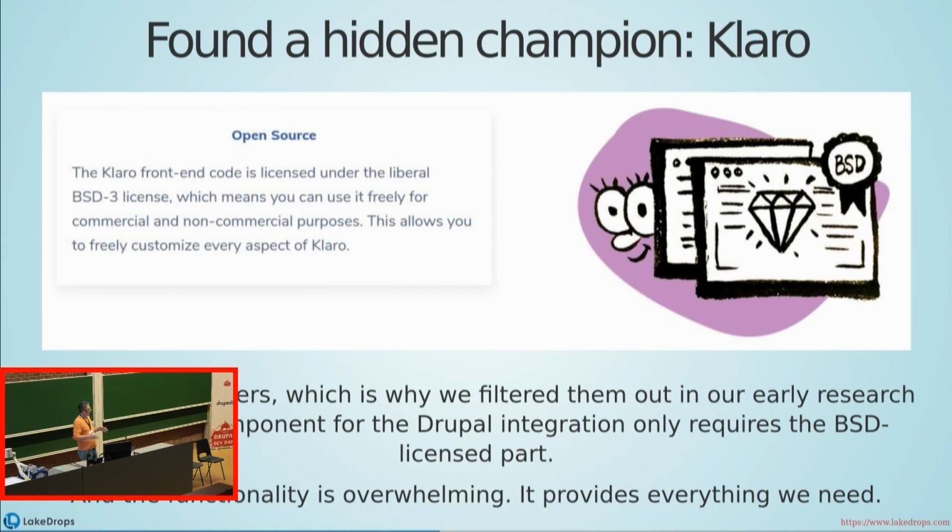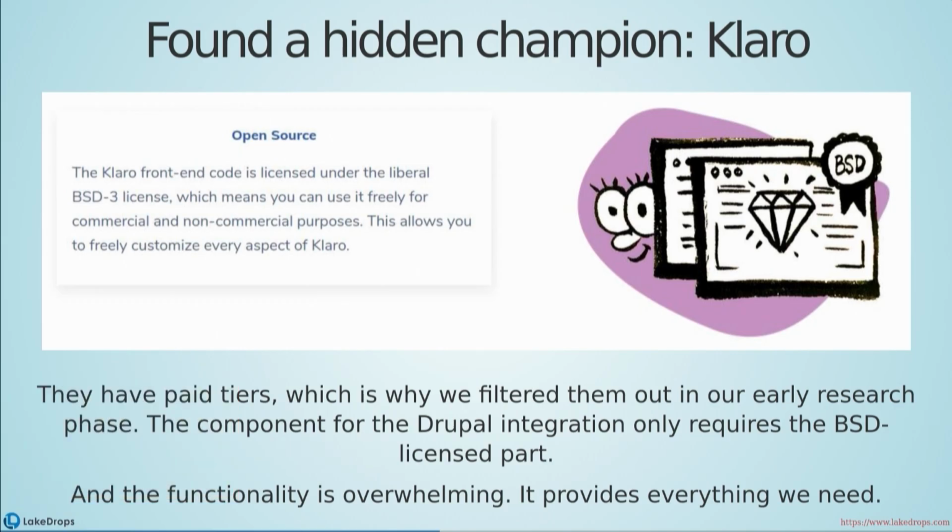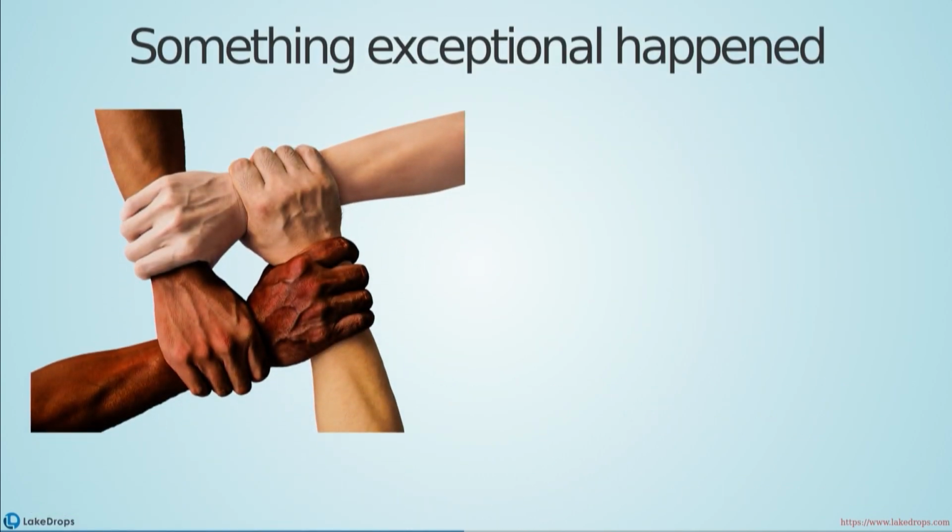All the requirements were fulfilled. The integration was great. The maintenance was fantastic. There was just one issue. We now have in the Drupal landscape a Claro with C, and we have a Klaro with K. But we thought we can probably live with that. And then something very special happened.